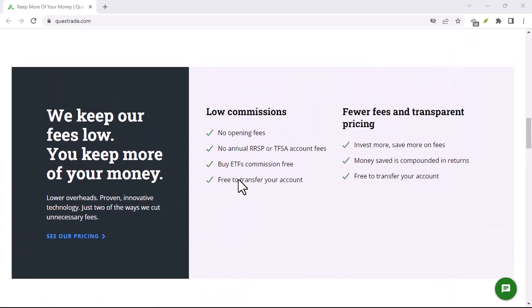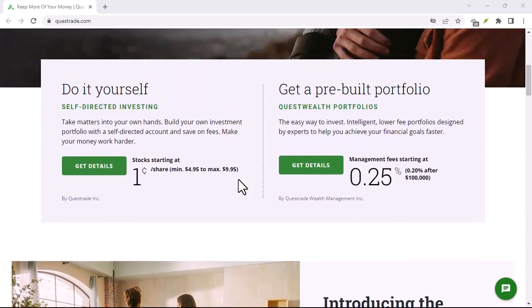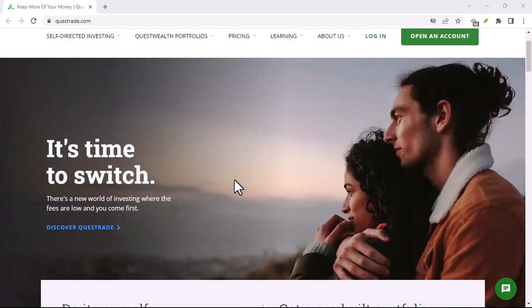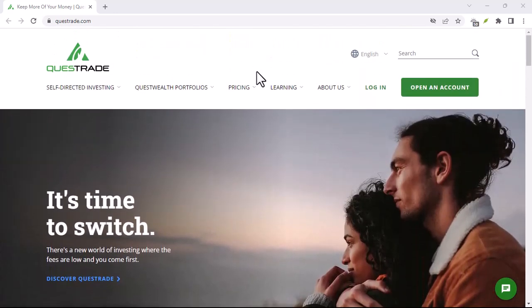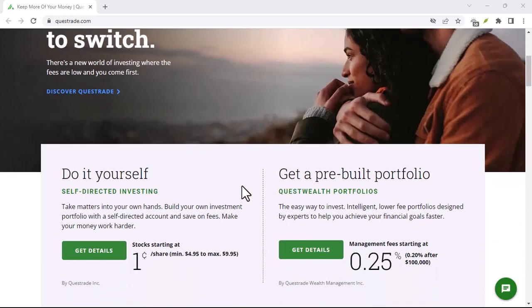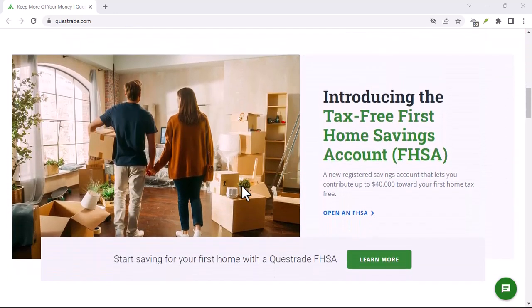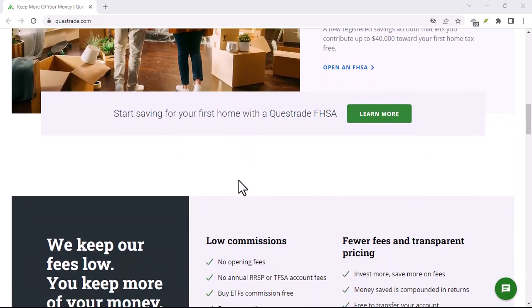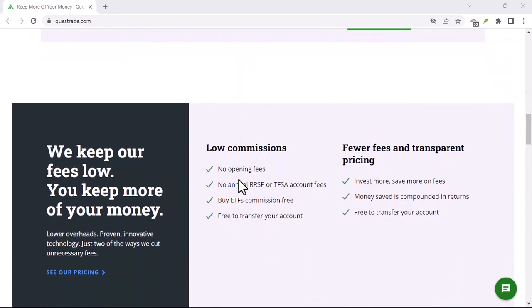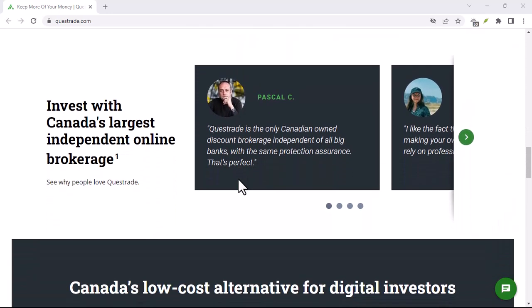In addition to calculating ACB, Questrade also provides a number of other tools and resources that can help you manage your investments. These include a tax calculator, a performance tracker, and a portfolio analyzer. Overall, Questrade is a great choice for investors who are looking for a comprehensive and easy-to-use platform. If you're new to investing or if you're looking for a more sophisticated platform, Questrade is a great option.